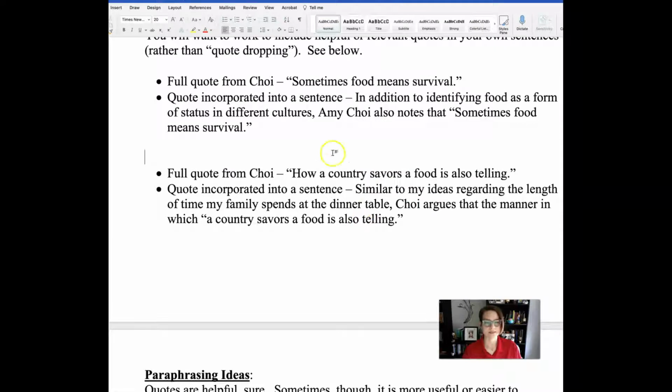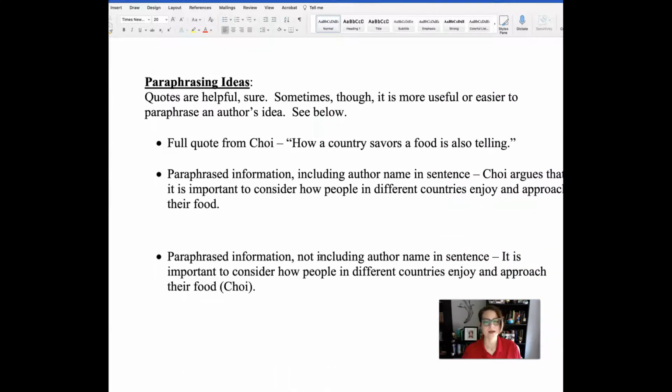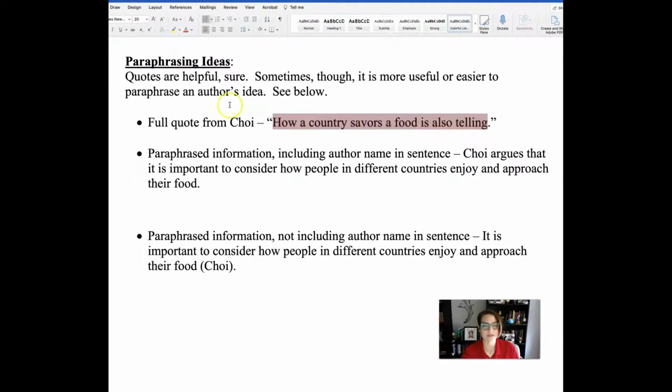So another example is here. You can take some time to look at that when you have a moment. Paraphrasing ideas is something we may have to do, right, to avoid Uncle Barry and all the quotes in a paragraph from Stedman's work. So here's Choi's quote, "How a country savors a food is also telling." So the paraphrased information is here.